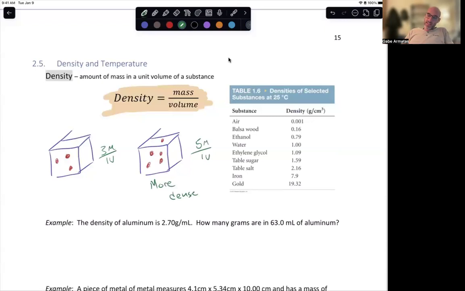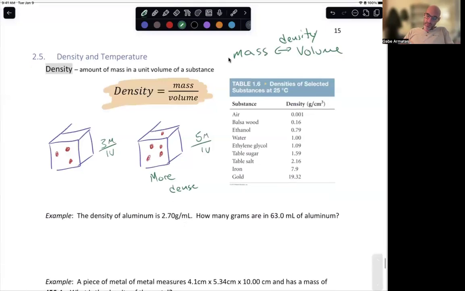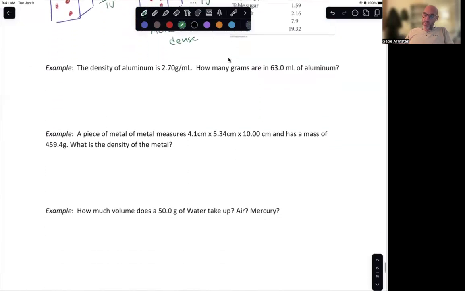Really important about density: if you need to convert from a mass to a volume or vice versa, you're going to use density for that. Density is your conversion between mass and volume, period. We're going to use it a bunch. So if I see something like this, the density of aluminum is 2.7 grams per milliliter. Again, this is a conversion factor. So 2.70 grams is equal to 1 milliliter. That's what that unit means, grams per milliliter.